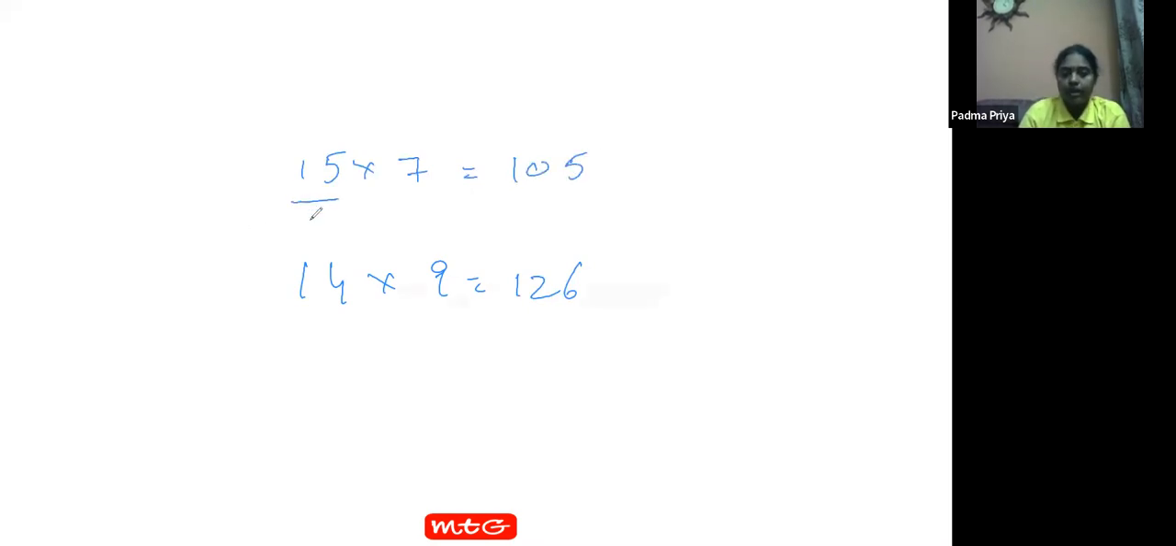Now, first of all, in any multiplication problem, if I say 14 into 9 is equal to 126, or 15 into 7 is equal to 105, one of the numbers is said to be the multiplicand. Do you know this? Yes, ma'am. And the other number is said to be the multiplier. And the result is said to be the product. Are you all clear with these terms of multiplication? Yes, multiplicand, multiplier, and the product.